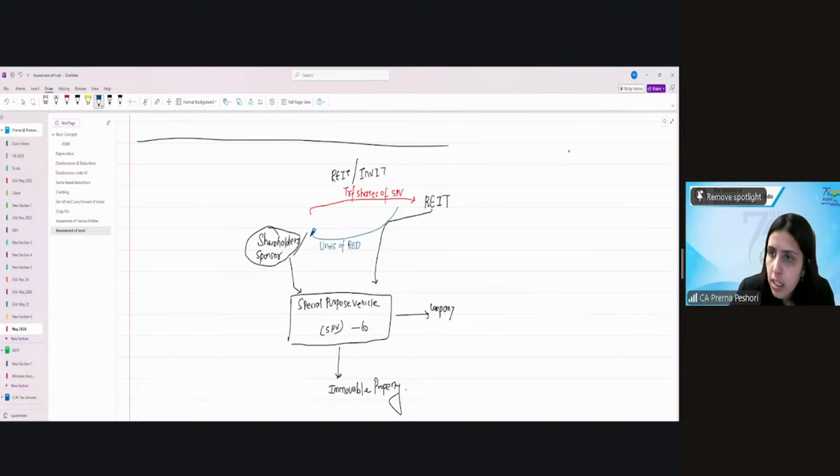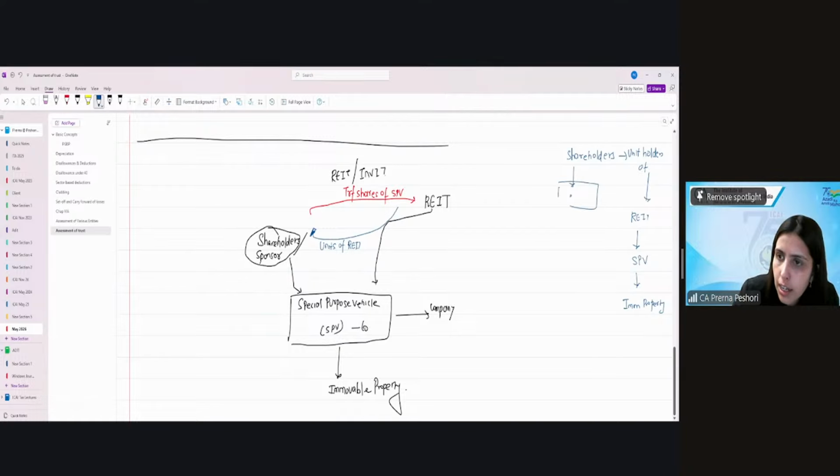So, final structure क्या हो जाएगा? मेरे shareholders यहाँ आ जाएंगे. They will become unit holders of REIT. REIT will become the shareholder of the SPV. And SPV has underlying investment in the immovable property. तो जो मेरा पहला structure था, like this, is becoming like this. Yes or no? Clear, everyone?